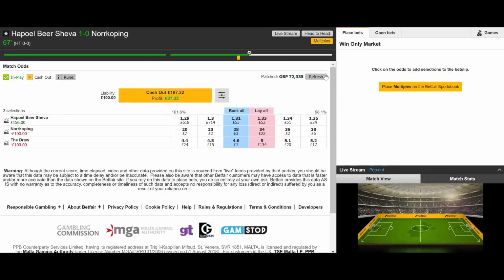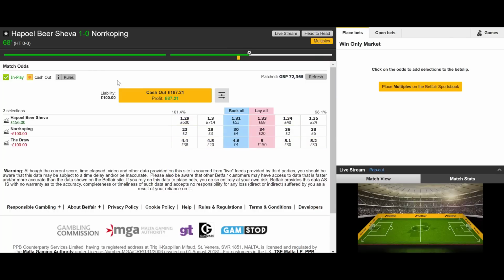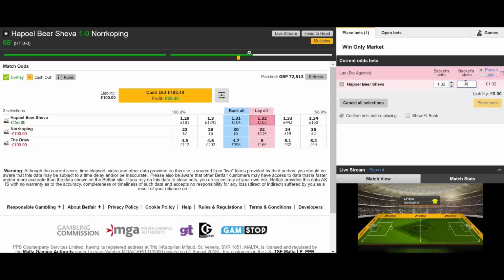So we're involved in this match from the Europa League. Now, we backed the home team at 2.56, £100 stake, which gives us £156 of profit potential on that home team. Now, they've just taken a lead, the home team, and the cash out is offering us £87, okay? Actually, £92. So, I mean, it's not a bad cash out at all, actually, and not a bad return on a £100 stake from this sort of trade.